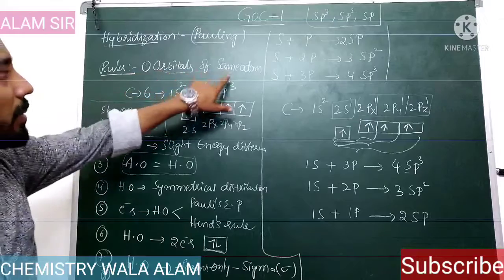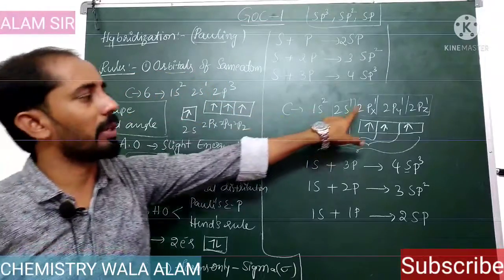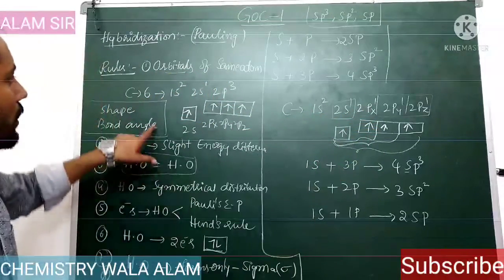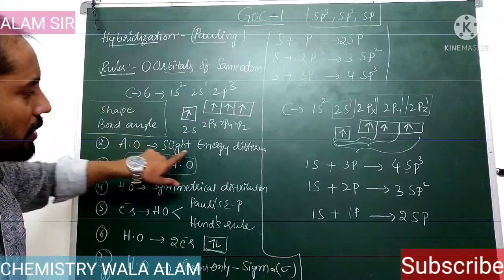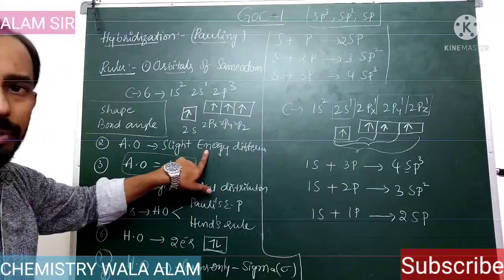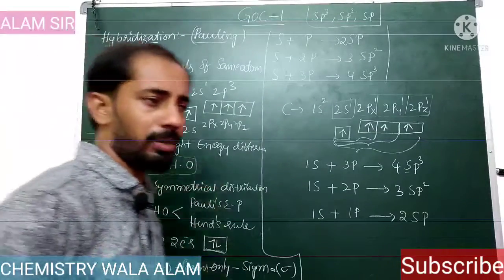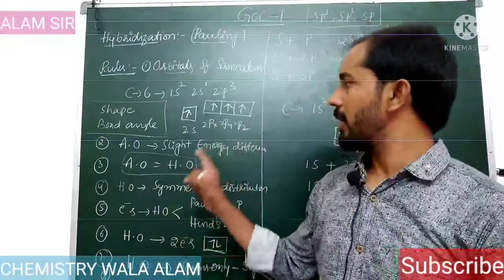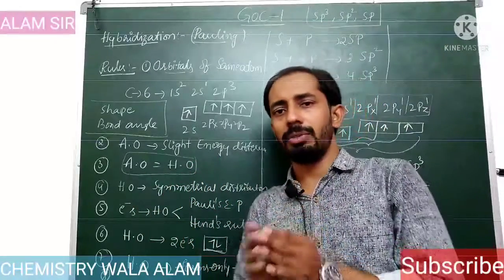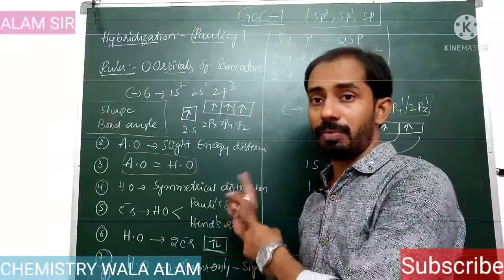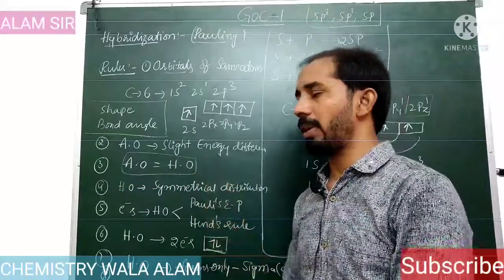So the first one is atomic orbitals of the same atom. That means only carbon atomic orbitals are involved, and atomic orbitals of different atoms will not be involved. These atomic orbitals should have slight energy differences when undergoing hybridization. The number of atomic orbitals involved in the hybridization equals the number of hybrid orbitals forming. So atomic orbitals equal hybrid orbitals.